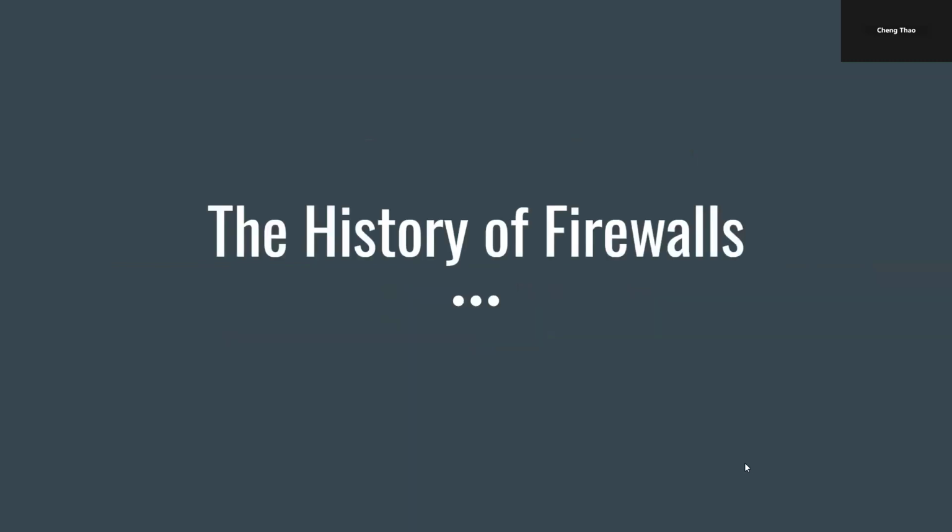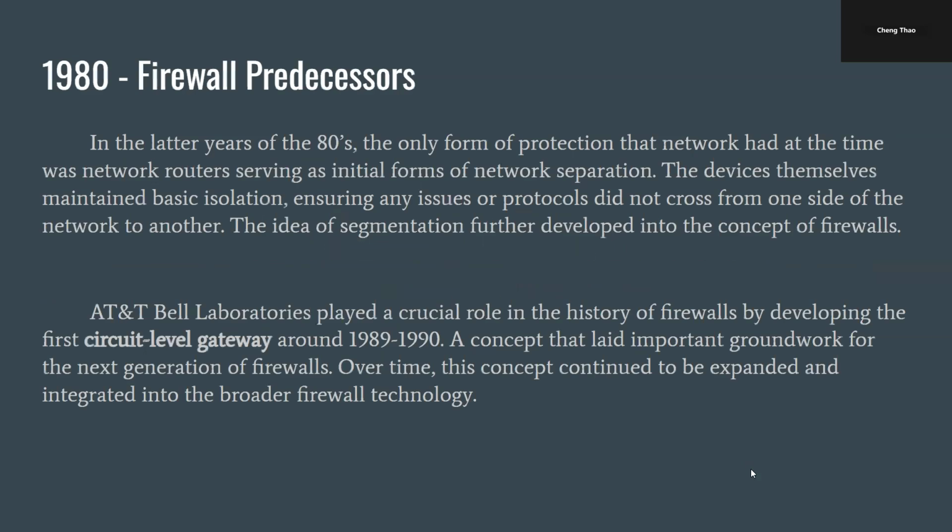First, I will begin with the history of firewalls by explaining the certain firewalls made during that time. 1988, the firewall predecessors. In the latter years of the 80s, the only form of protection that networks had at the time was network routers serving as initial forms of network separation. The devices themselves maintained basic isolation, ensuring any issues or protocols did not cross from one side of the network to the other. The idea of segmentation was further developed into the concept of firewalls.